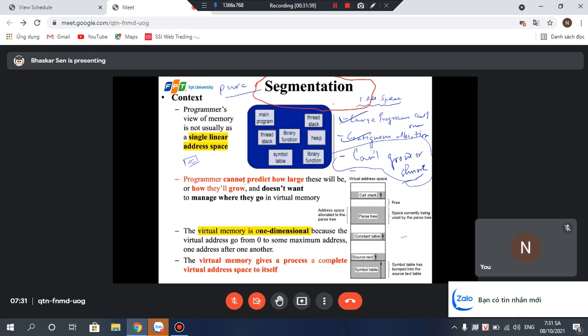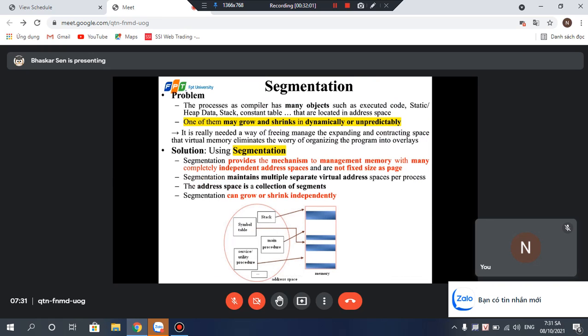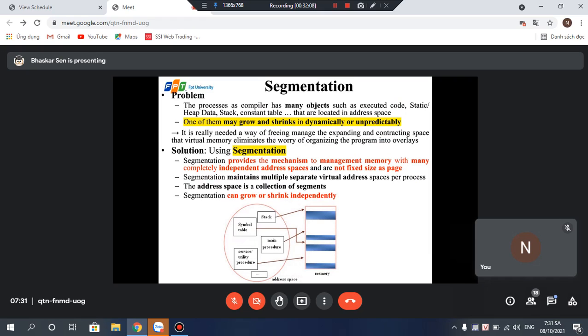So what we are trying to achieve is segmentation. What we're trying to do is segmentation. And what is segmentation?